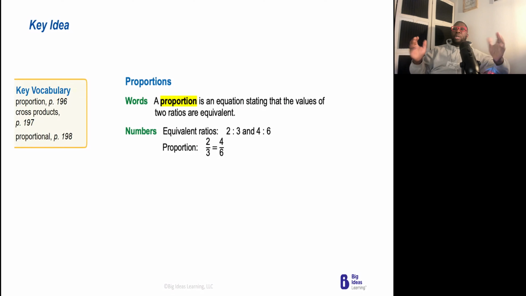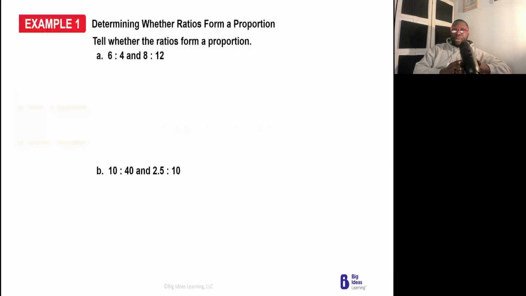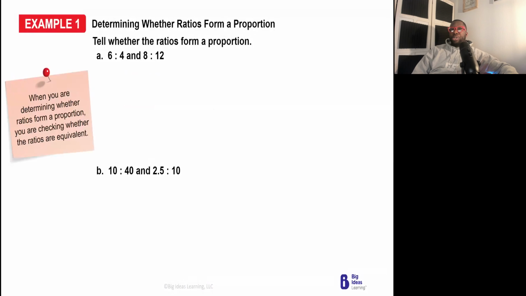So, determine whether or not ratios form a proportion. We want to be able to tell whether these two ratios form a proportion. When you are determining whether ratios form a proportion, you are checking whether the ratios are equivalent.